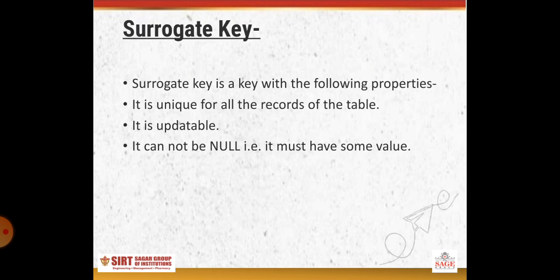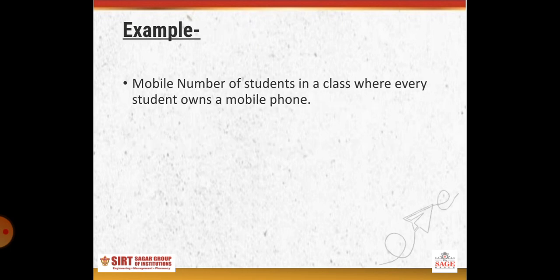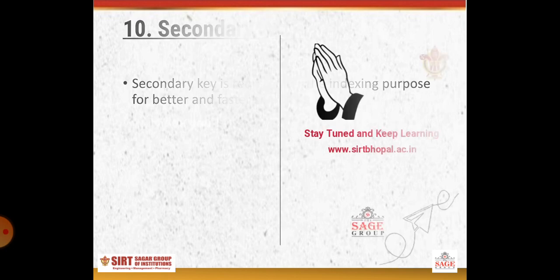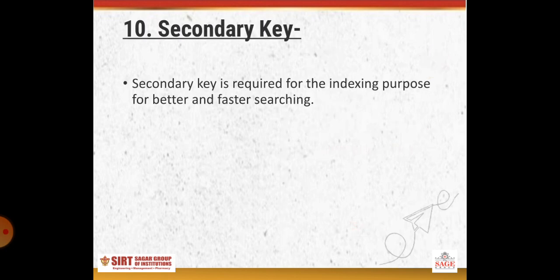Then comes surrogate key. Surrogate key is the key with the following properties. It is unique for all the records of a table. It is updatable and cannot be null. It must have some value. For example, the mobile number of a student in a class where every student owns a mobile number is a surrogate key. Then comes secondary key. Secondary key is required for indexing purposes for better and faster searching.